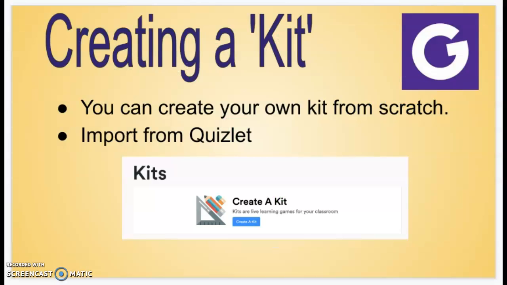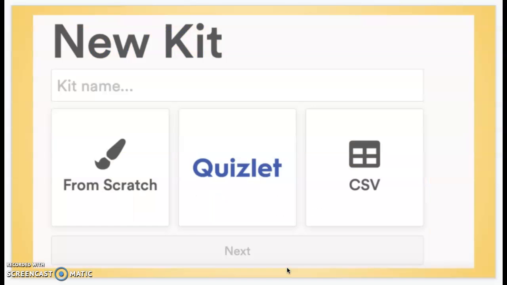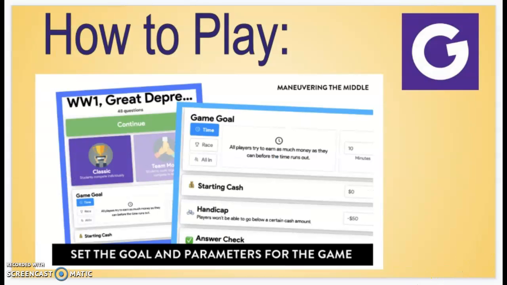Creating your kit. You can create your own kit from scratch, or you can import them from Quizlet. Basically, once you make your account, you'll see create a kit. Underneath that will be create a class, so then you can create your classes as well. And then the next screen will show up new kits, and you can create from scratch or create from Quizlet, and those are the only 2 that I've ever really used in the classroom. So then how you can play.